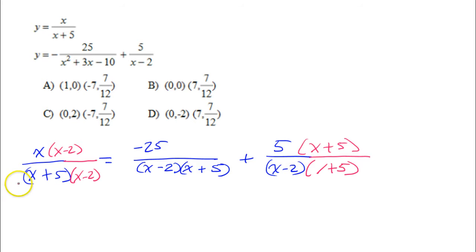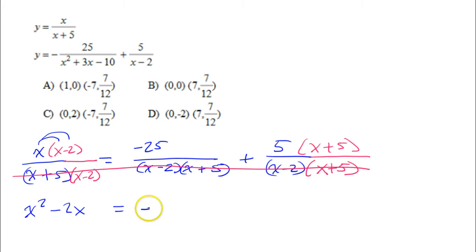So once you get like denominators, what you can do is cancel the denominators out and make a new equation. So that's what I'm going to do. I'm going to cancel these denominators out. So my new equation will be based on the numerators. So I'm going to go ahead and distribute this though. So I have x squared minus 2x equals negative 25 plus 5x plus 25.